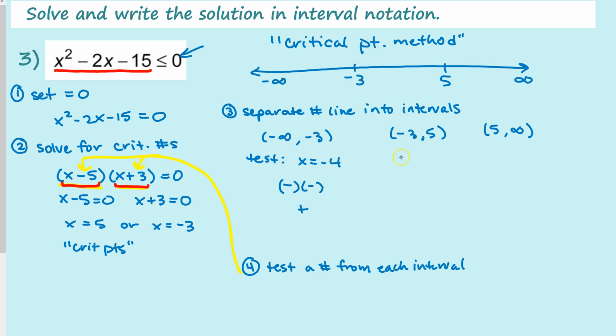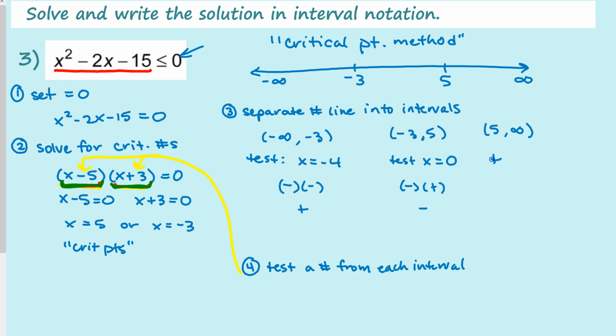Now I take a number from the next interval. Let's say I take x equals 0. That's my test number. So I'm going to put it in here. 0 minus 5 is negative. And then I'm going to put it in here. 0 plus 3 is positive. And a negative times a positive is negative.